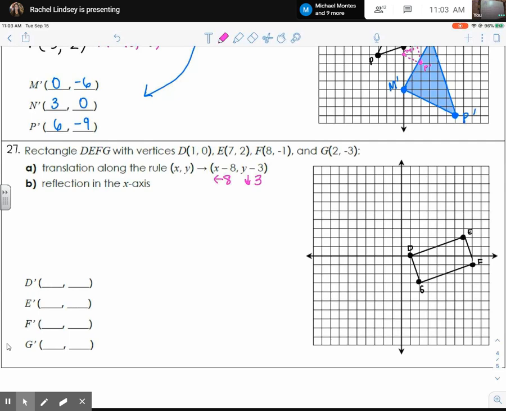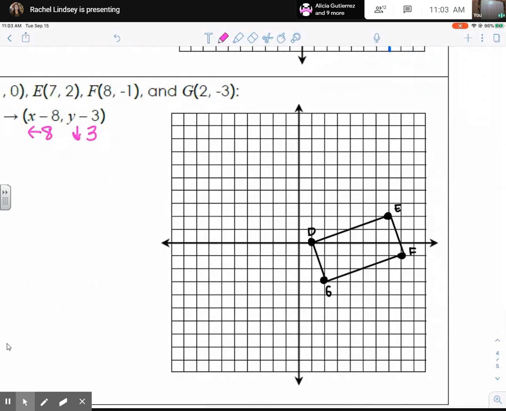Then for the translation part, you can do it with the counting, or you can write out the coordinates, again, up to you. So I'm just gonna move everything left 8, down 3.